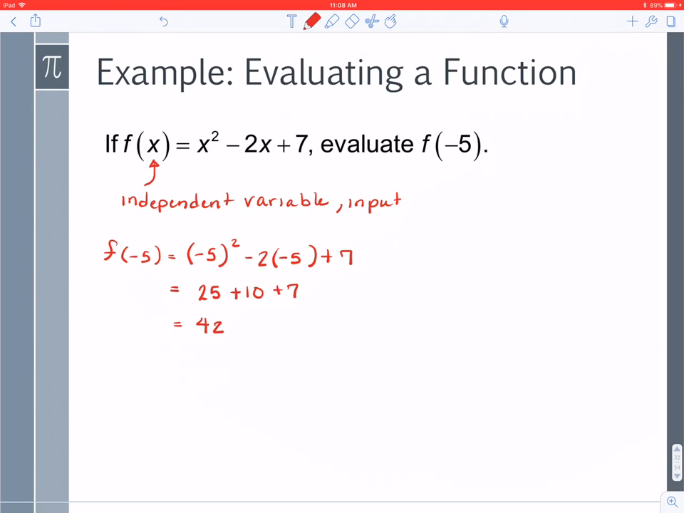All right, what if we want to evaluate this function at some value other than just a constant, something other than a number? What if we want to evaluate this function at, let's say, -x? Is that a problem? Absolutely not. We can do that. We can replace the x in this function with anything we want to replace it with, anything. So how do I do that?